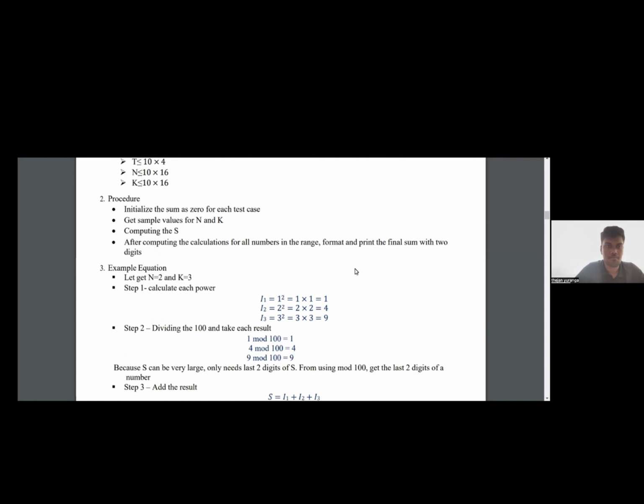As an example, k equals 3, n equals 2. 1 squared mod 100 equals 1, 2 squared mod 100 equals 4, 3 squared mod 100 equals 9. Sum equals 1 plus 4 plus 9 equals 14. So the output is 14.